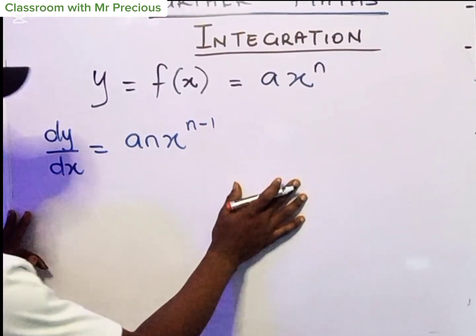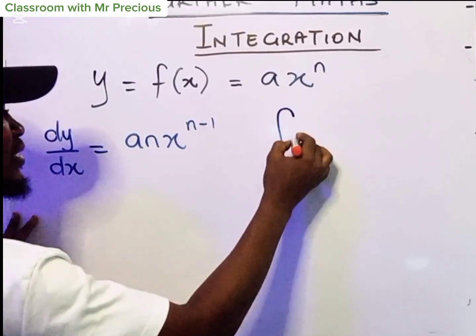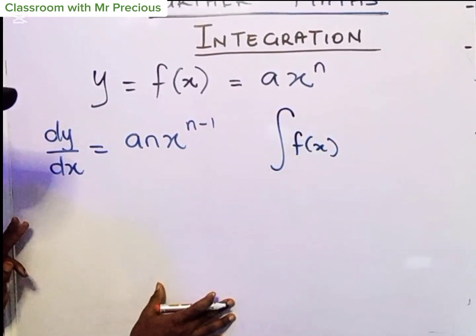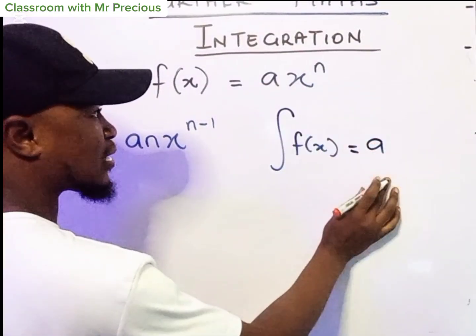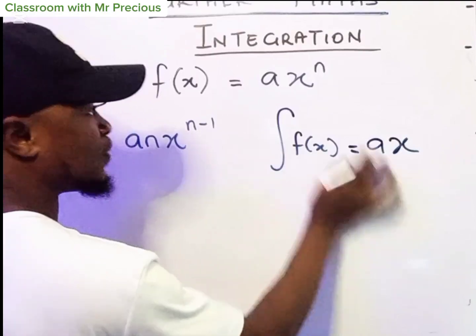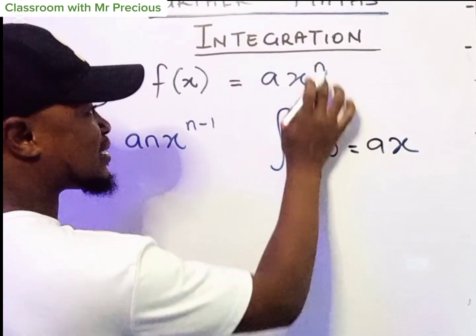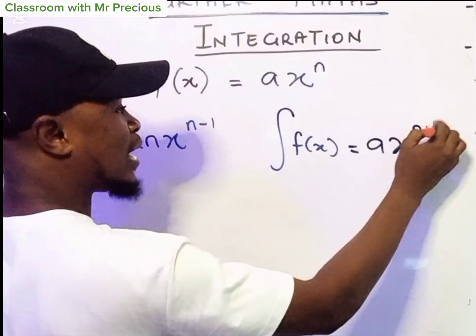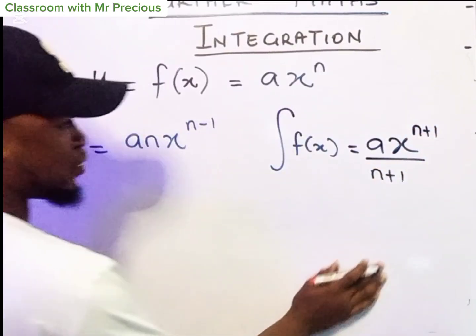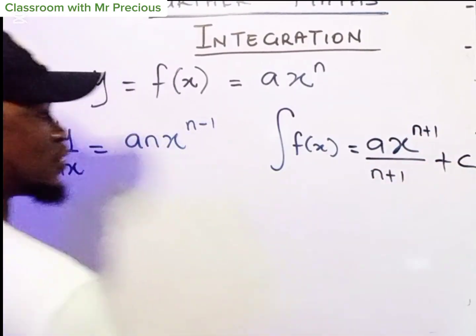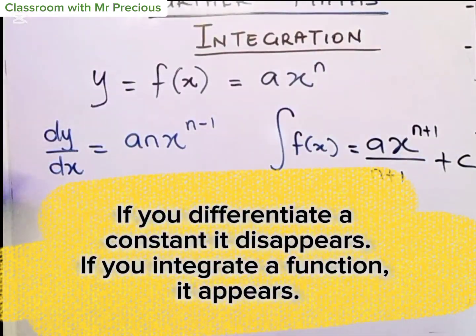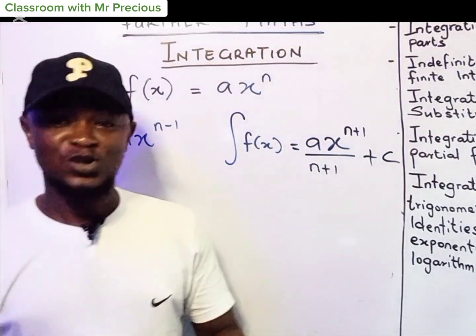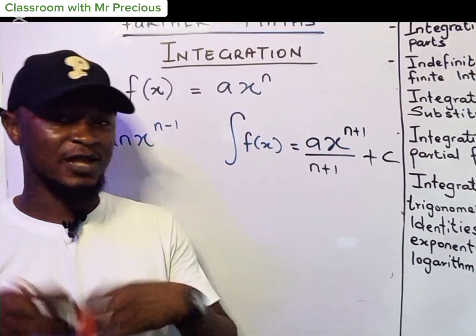But integration is different. If you're trying to integrate this same function, mind you, this is the symbol of integration, the formula now is this: your coefficient, you write it back, and the x, you write it back. But the power n, you add 1 and divide by that same n plus 1. Of course, you put your constant. Mind you, if you differentiate a constant, it disappears, but it only appears back when you integrate a function. That's why I said you need to understand all these function differentials before I start talking.